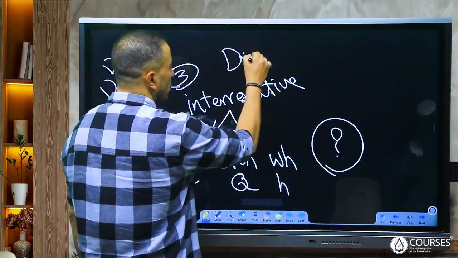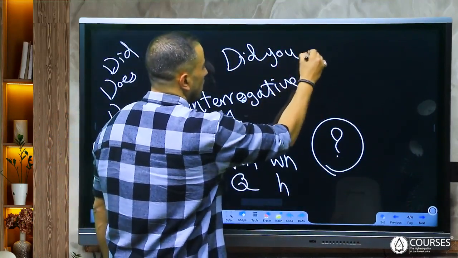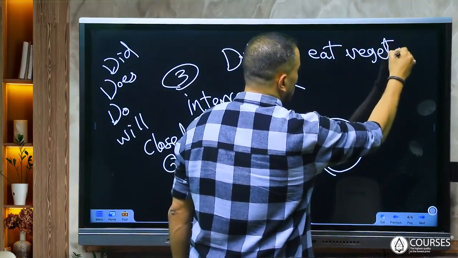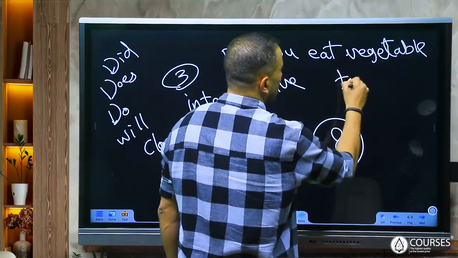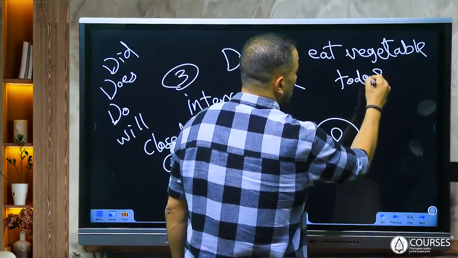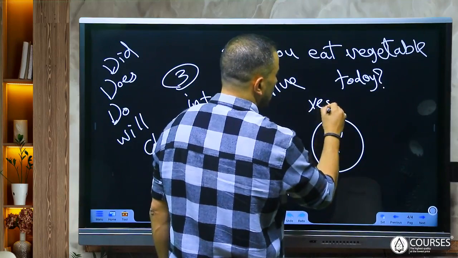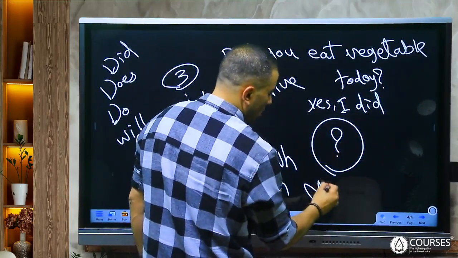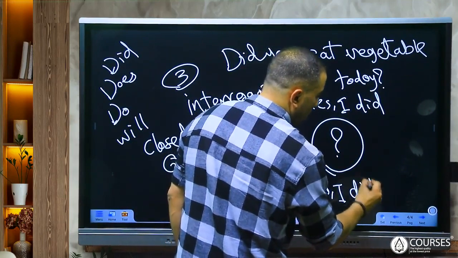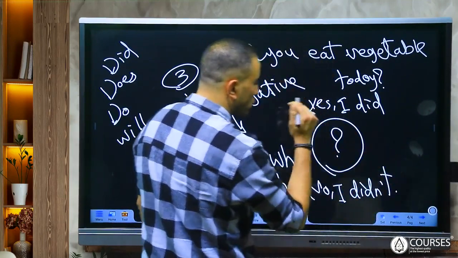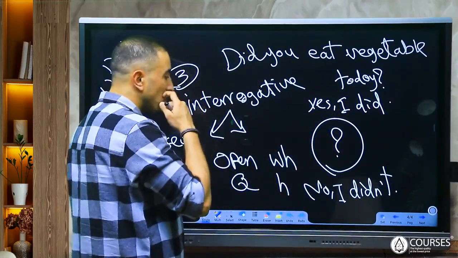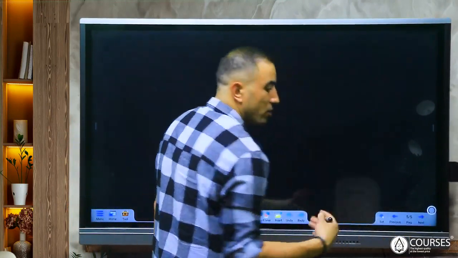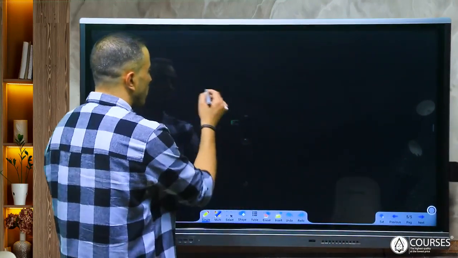Did you eat vegetables today, for example? You are going to tell me, yes, I did. Or, no, I didn't. It's a closed question here. Closed question. The only answer is yes or no. But with the open-ended question, I'm giving you the space.